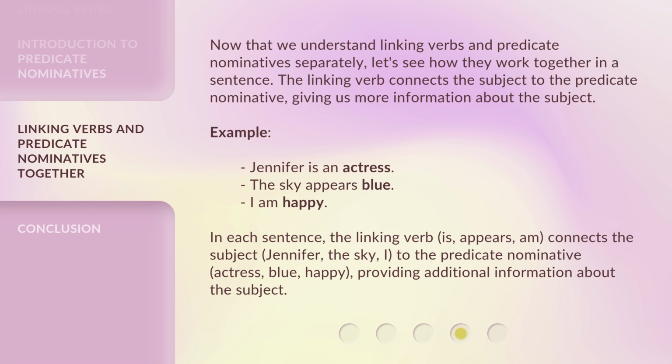Example: Jennifer is an actress. The sky appears blue. I am happy. In each sentence, the linking verb is, appears, am connects the subject, Jennifer, the sky, I, to the predicate nominative, actress, blue, happy, providing additional information about the subject.